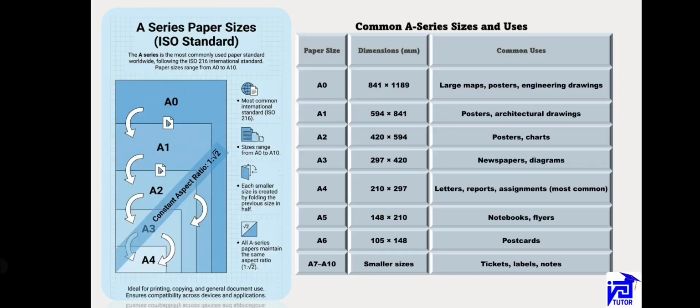Alright, so what is the common use of A0? Because it's a large paper, when you want to print large maps, posters, and engineering drawings, A0 is commonly used. While A1, the dimension is 594 millimeter by 841, is commonly used for posters and architectural drawings. Then A2 and A3; A3 is commonly used for newspapers and diagrams.